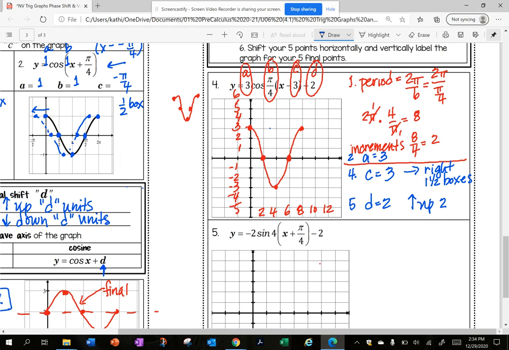Right 1.5, up 2, repeating for each point. And we said the wave is at y equals D. So D is 2, so the wave axis is here. I really want you to label the wave axis too. So this is y equals 2.